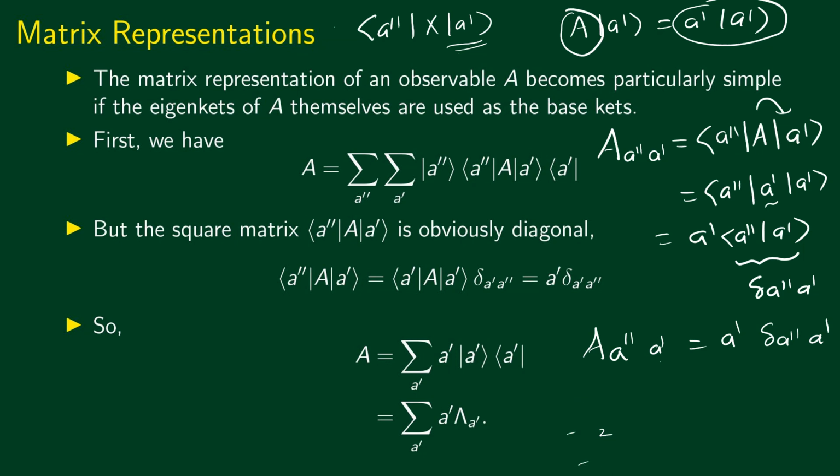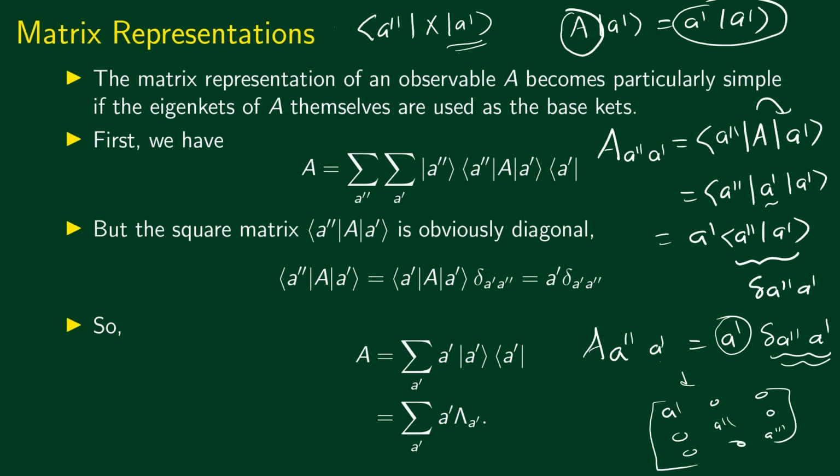Because the Kronecker delta here says that if A double prime is not equal to A prime, then this is 0. So what do we get here? We get a square matrix which is diagonal. The only non-zero elements are the diagonal elements. And what are the diagonal elements? The diagonal elements are the eigenvalues: A prime, A double prime, A triple prime, etc. All other elements in the square matrix are 0.